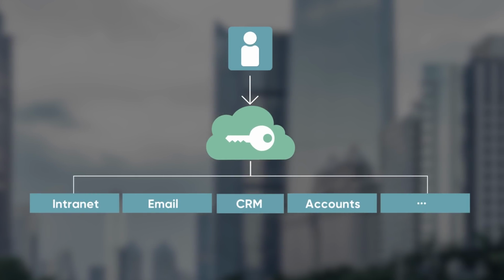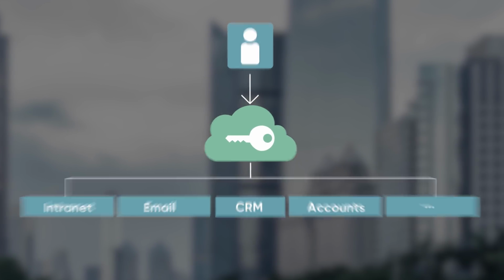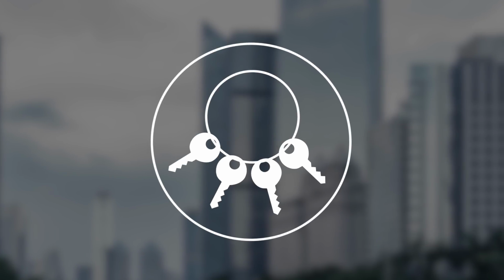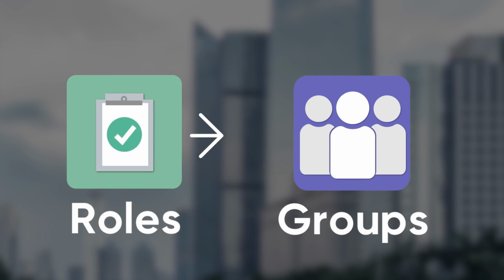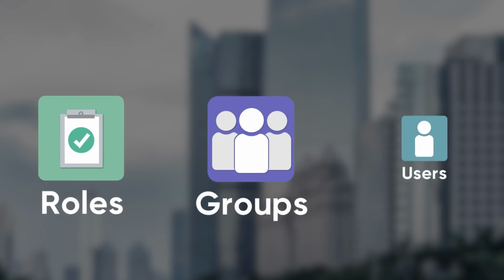You can also integrate with single sign-on services that are compliant with the SAML 2.0 standard. You can further secure your applications and fields using role-based access control. To do this, you create roles and groups, add the role or roles to the groups, and then assign users to the groups.